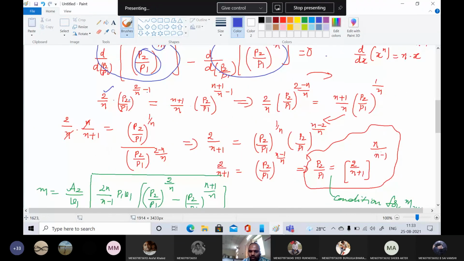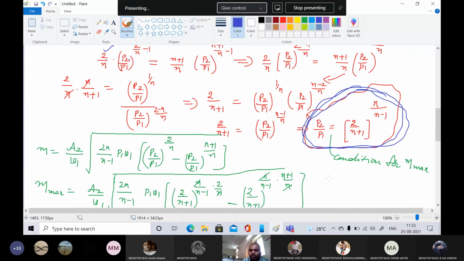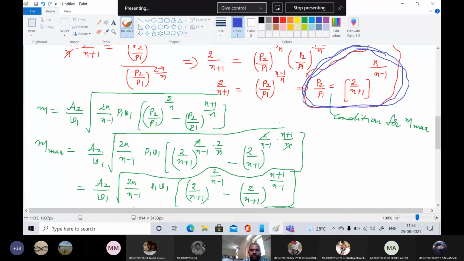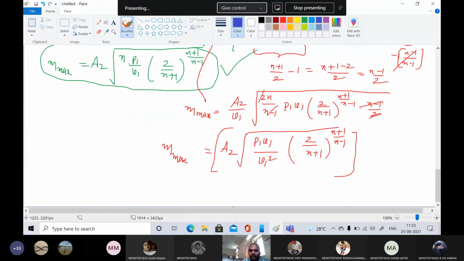So the pressure ratio P2 by P1 is equal to 2 by n plus 1 whole power n by n minus 1. This is the condition for maximum discharge. Now in order to get the value, we substituted the P2 by P1 value in the discharge formula and simplified. Finally we got A2 into, after further simplification, V1 will be cancelled, A2 into P1 by V1 into 2 by n plus 1 whole power n plus 1 by n minus 1. So this is the final value of maximum discharge.